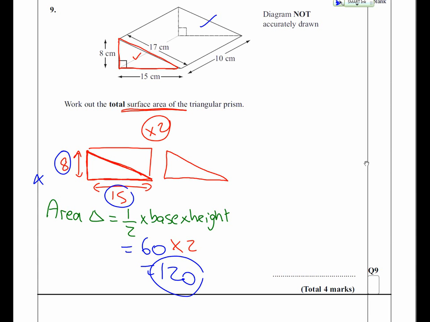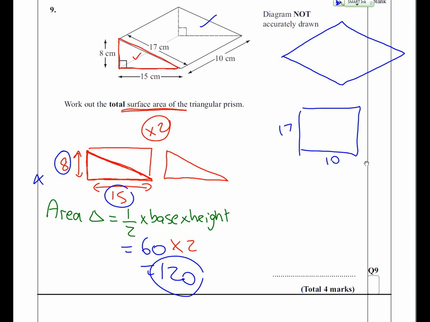Now, we want the top rectangle. I'm saying rectangle because it is a rectangle. If you were from above looking at it, that's the shape it is. It's 17 up, it's 10 across, 10 times 17, 170. Done the top one. On the bottom, we've got another rectangle.